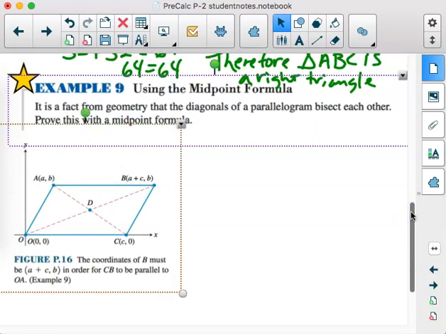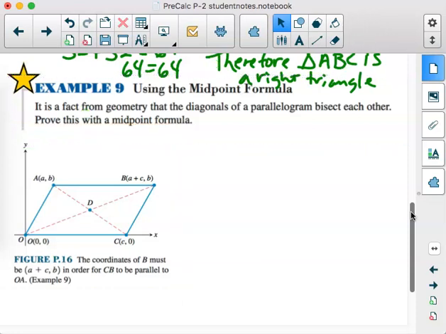So example 9 says, hey, let's use that midpoint formula. It is a fact from geometry that the diagonals of a parallelogram bisect each other. Prove this with a midpoint formula. Okay. Oh, I love that they gave us a picture already. Already has all the stuff we need on there, but I want to double check it and make sure.